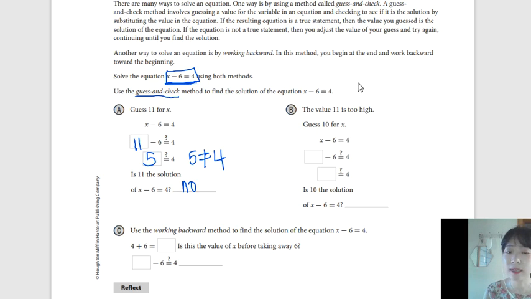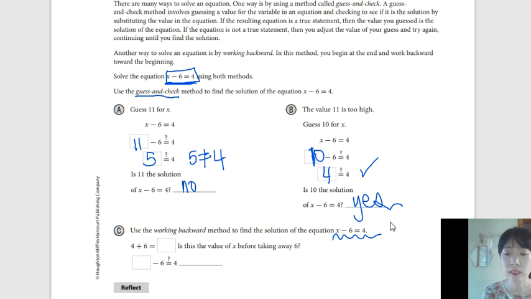The value 11 is too high. 5 is 1 higher than 4. So we're going to guess 10 for x. 10 minus 6 is equal to 4. And that is correct. So is 10 the solution of x minus 6 equals 4? Yes. Alright, so that was one method. We're going to use the other method, working backward.